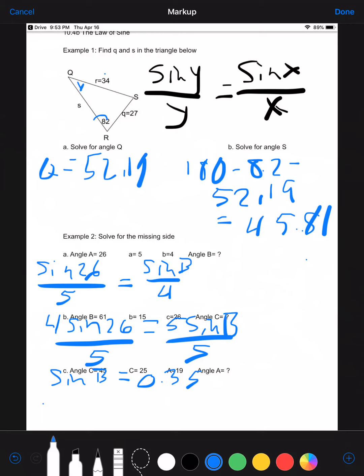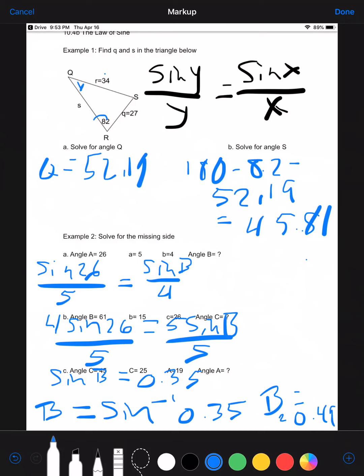Then we're going to do the inverse of sine of 0.35. So second sine to get that, 0.35. Enter. So B is equal to 20.49. Okay.